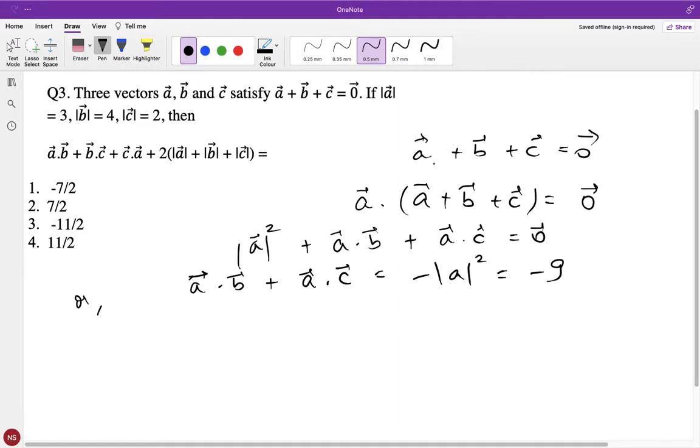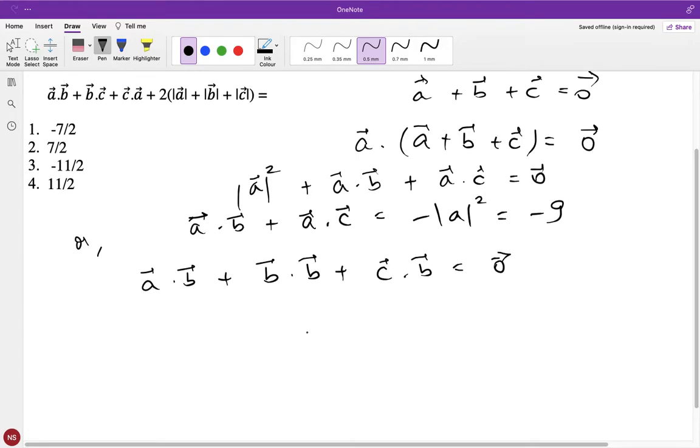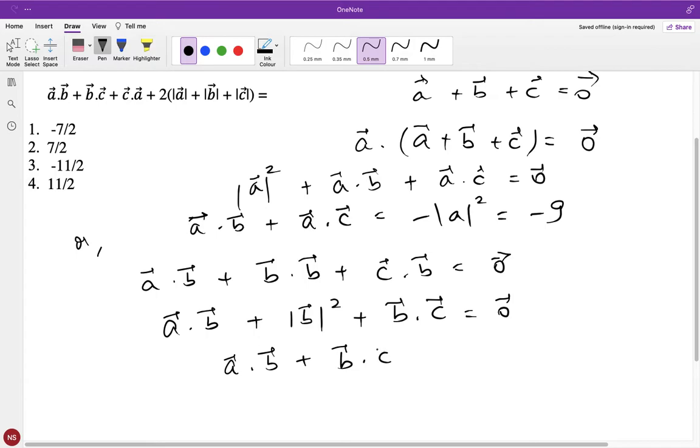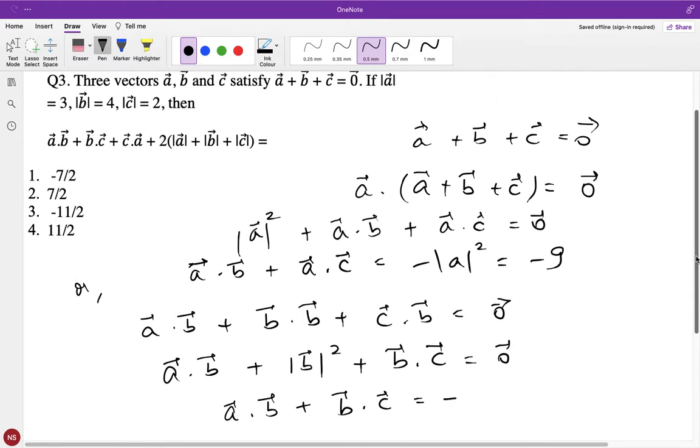Now if I do a dot product with B, I will get A dot B plus B dot B plus C dot B is equal to 0, this will stay 0. So A dot B plus mod B square plus C dot B, or B dot C, is one and the same thing. So A dot B plus B dot C is equal to minus mod B square. Mod B is 4, so minus 16.